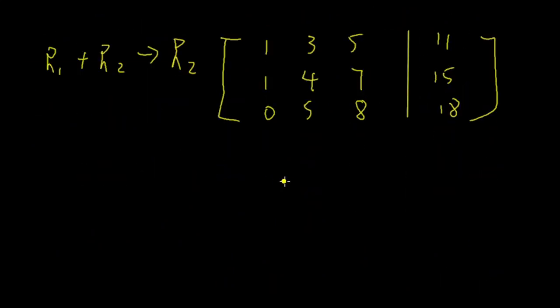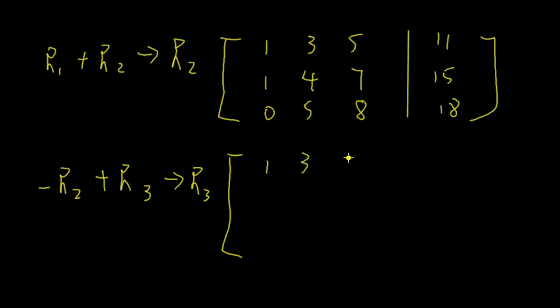Next, I'm going to multiply row 2 by negative 1 and then add to row 3, right, to make that 1. Negative row 2 plus row 3, and then replace row 3 with that. In this operation, row 1 and row 2 will not change. Now row 3. So negative row 2, negative 1 plus 0 is negative 1. Negative 4, right? Negative times 4 is negative 4 plus 5 is 1. Negative 7 plus 8 is 1. And then negative 15 plus 18 is 3.